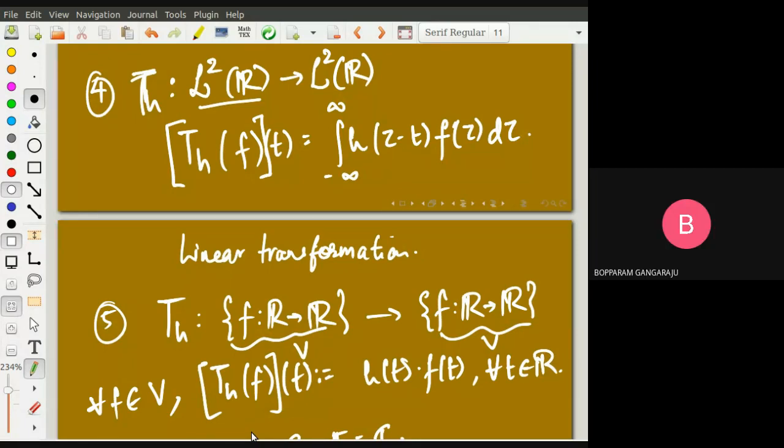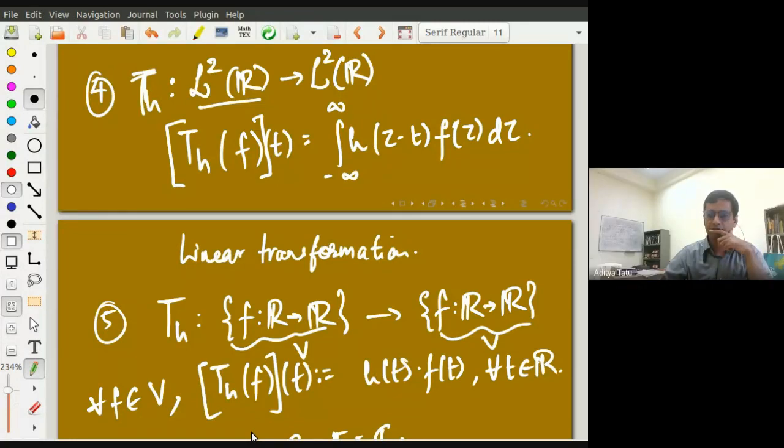Here, h of t and f of t are functions. But you just said any linear transformation I can represent using matrices, right? And we have proved that both these examples are linear transformations.